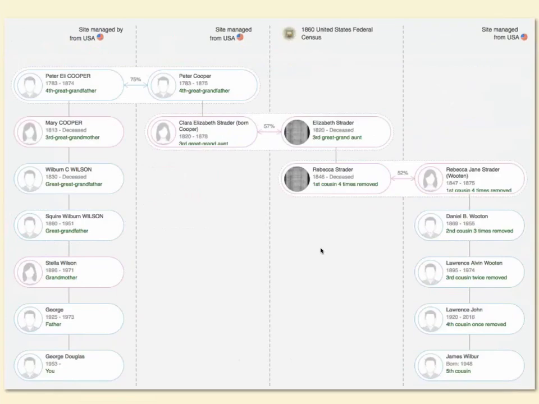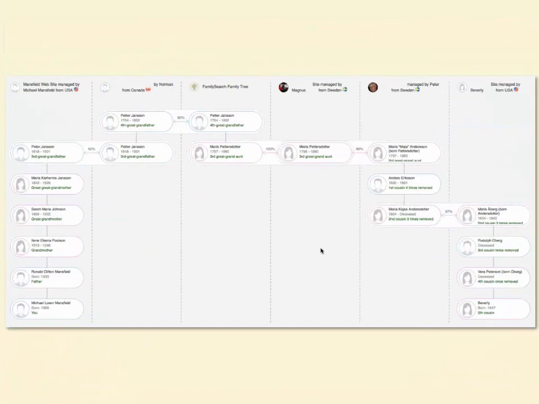Here's another example of a record. This is not me, but someone on the left named George Douglas, and I've obfuscated his last name. It goes up his tree several generations, jumps over into another tree, and then it goes through an 1860 U.S. Census, picking up a mother and her daughter, and then uses that daughter relationship to go into another tree on the right, and then down to a match that this George Douglas on the left had with this James Wilbur on the right.